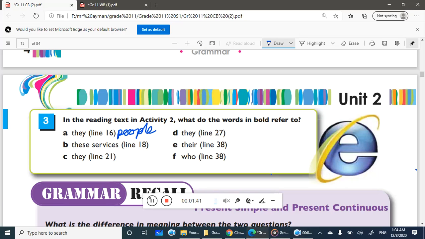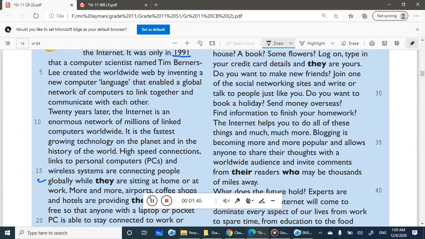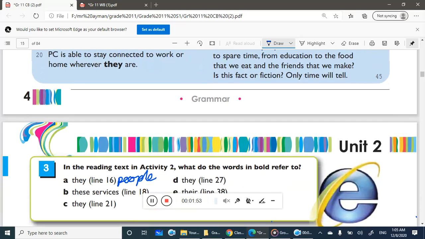In line number 16, the word they refers to the word people. Okay? Refers to the word people. The word these services.